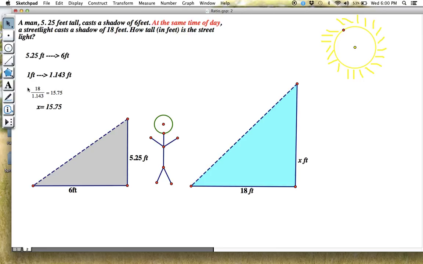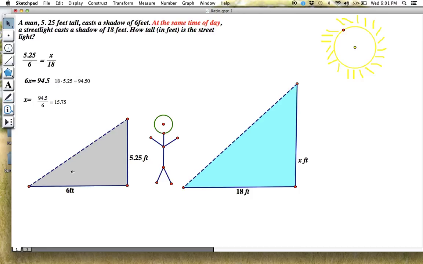Finding the unit rate can be so time saving if the problem wants you to carry on and find multiple lengths, heights, whatever your ratio is calling for. So again, both of these problems yielded the same answer. They're both 15.75 for our streetlight. Again, it's just whatever you prefer, however you prefer to carry out the problem.